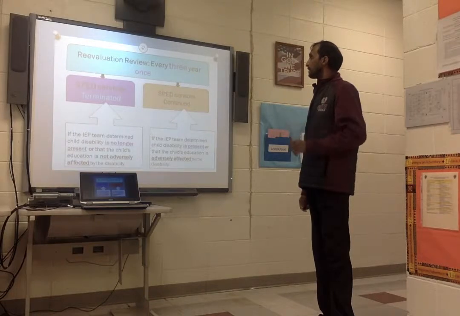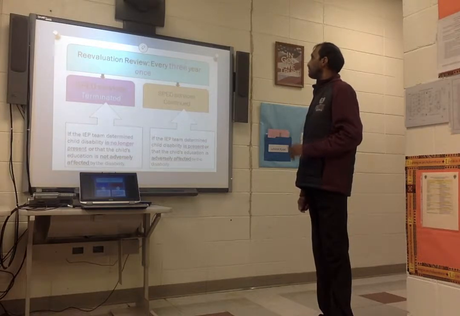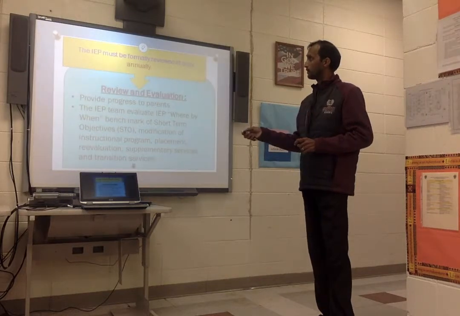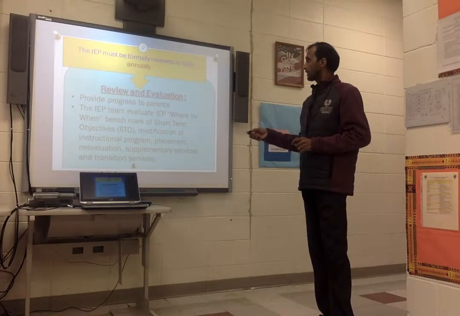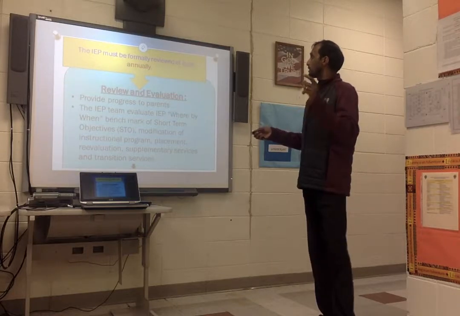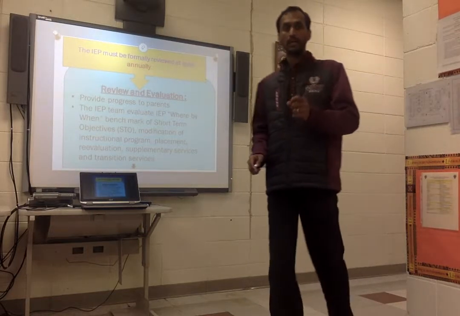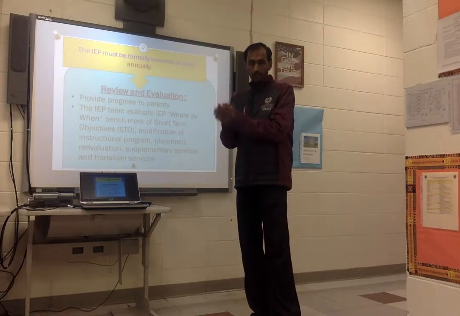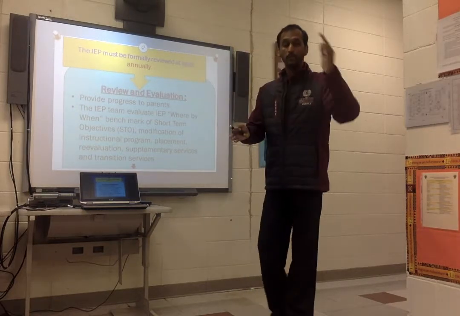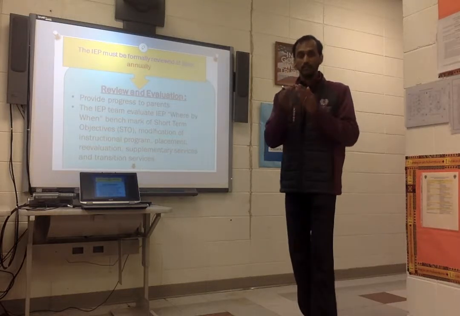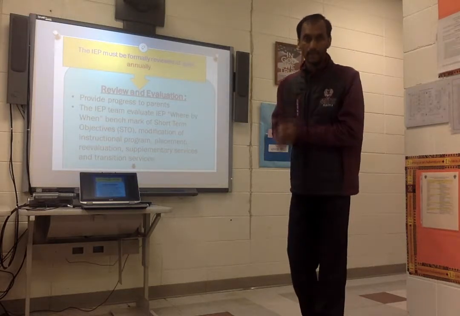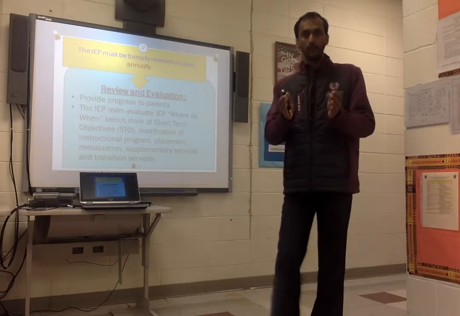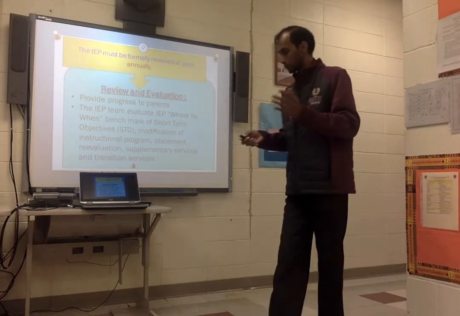The next one, reevaluation review every 3 years once. Now I will go back to the previous slide one more time, which is saying that the IEP must be normally reviewed at least annually. When we have developed the IEP this time for the year, next year before this date we have to have a new IEP on the child. That's what the annual IEP development goes by.